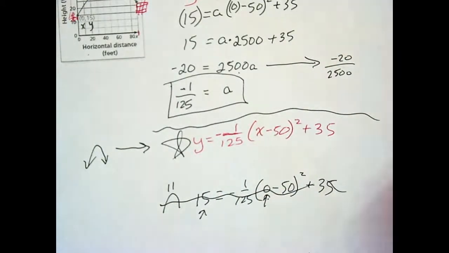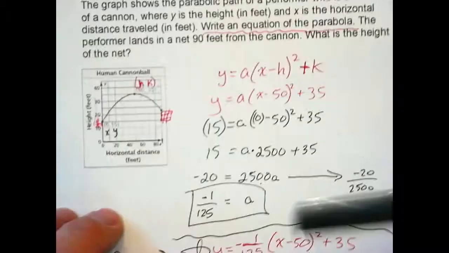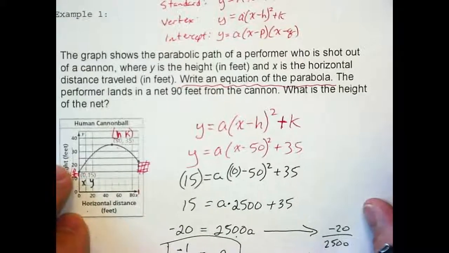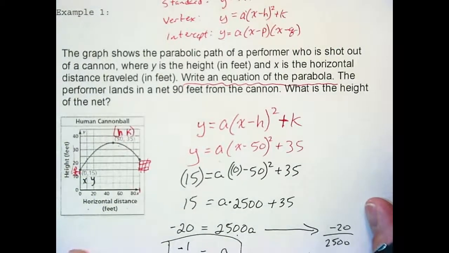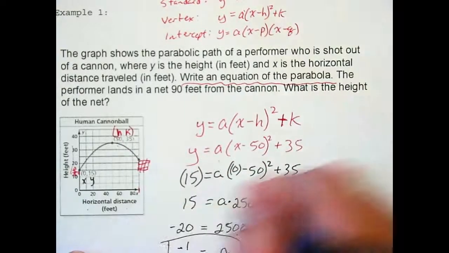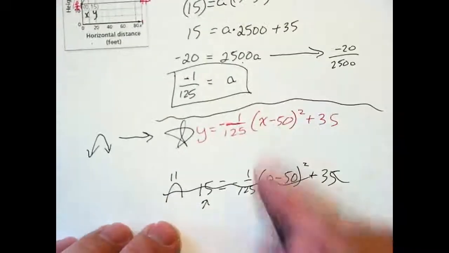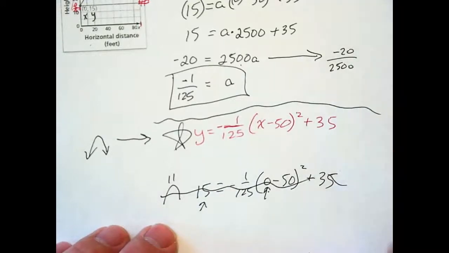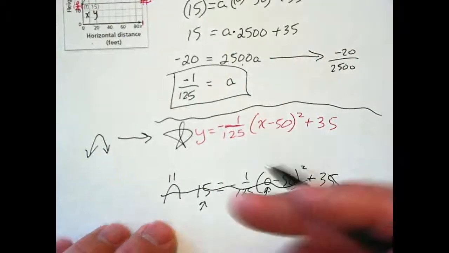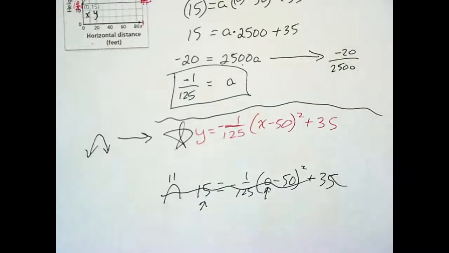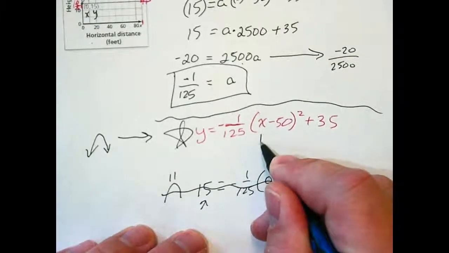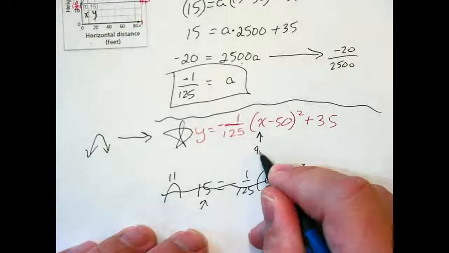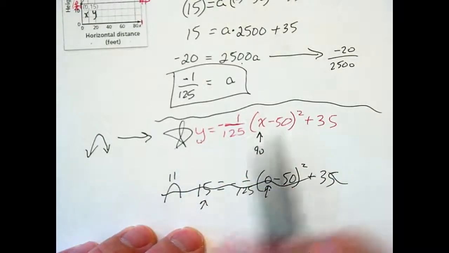Okay? How many are with it? Okay, did we answer the question? We wrote the equation. Performer lands in a net 90 feet from the cannon. 90 is an x or a y? An x. The benefit of having an equation is now you have a place to put an input or an output to get the other. So in this case, we would put an input in for 90, which will kick out an output for y.